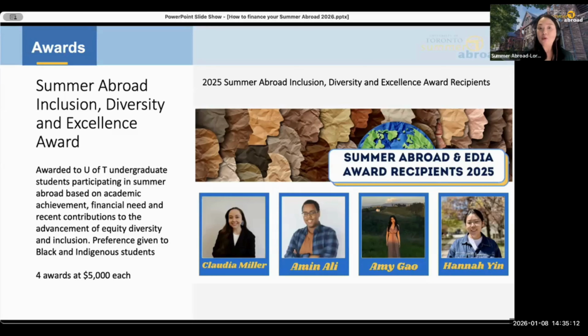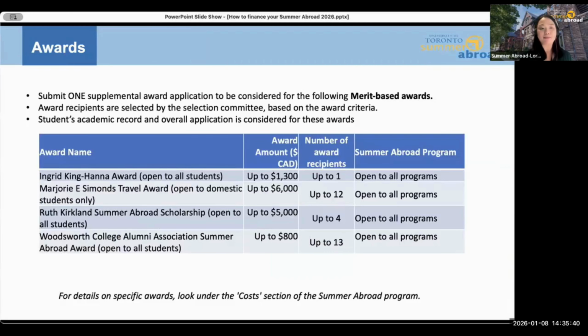If you have done work in advancing EDIA, I strongly encourage you to make sure you're highlighting those aspects in your award application. Every year we are blown away when we read about the fantastic work that our students have done, and we want to make sure that you're recognized for it. And what you see on the screen is the 2025 EDIA Award recipients.